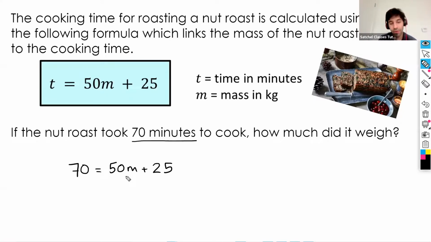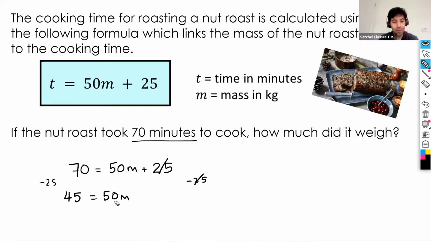Now, if you're good at solving equations, this would be quite straightforward. So because we're adding 25, we have to subtract 25 from both sides to get rid of this 25, because we want to isolate m. We want to have m on its own. So 70 minus 25 is going to be 45. So 45 is equal to 50m.